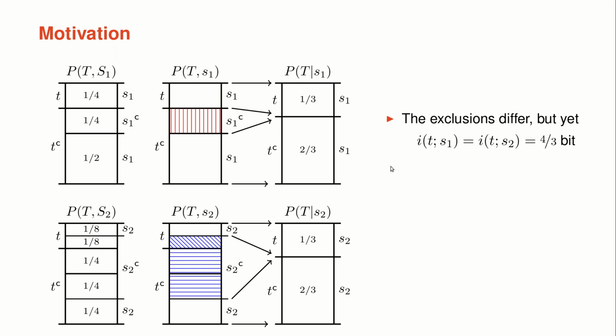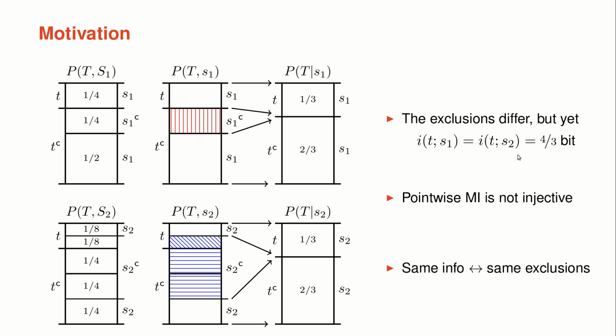It's important to note that we can get the same pointwise information from two different sources with different exclusions. So here we've got source 1 and source 2, which offer different exclusions in the probability mass space, yet we get exactly the same pointwise information value. So the pointwise mutual information is not injective, and we suggest that we need to understand whether exclusions are the same or not before we can declare that we have the same information or redundant information provided by those sources.